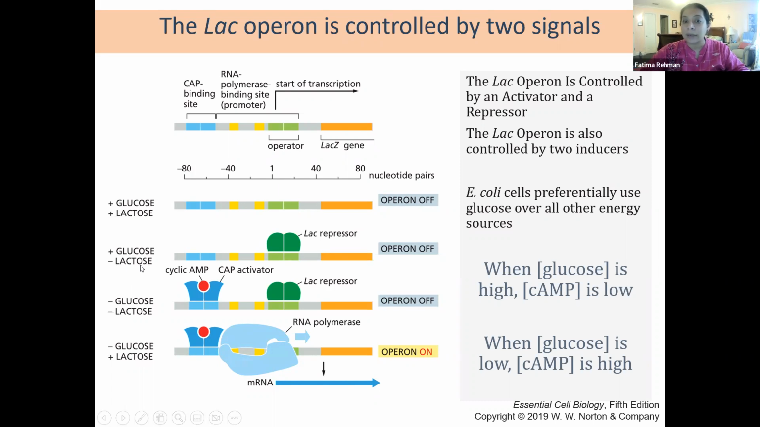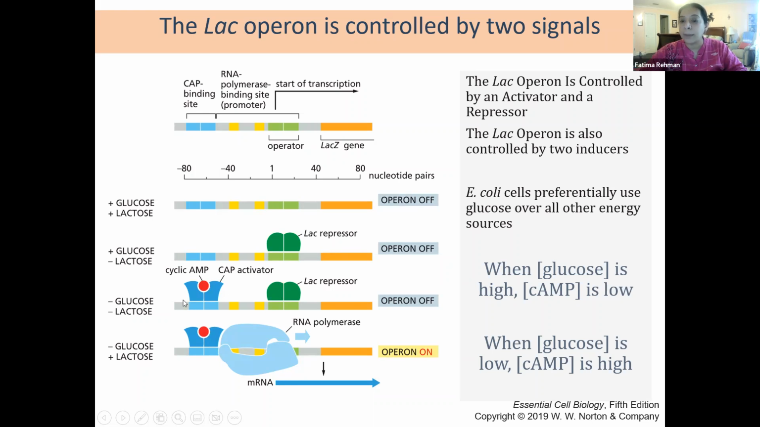So not having any lactose around is going to allow the lac repressor to bind to the operator region, and keep the operon switched off here as well. However, when there is no glucose and no lactose, that is going to give the signal to the operon that it needs to be activated.